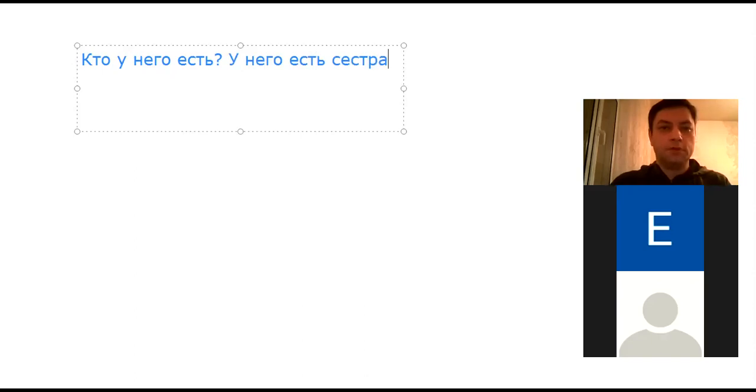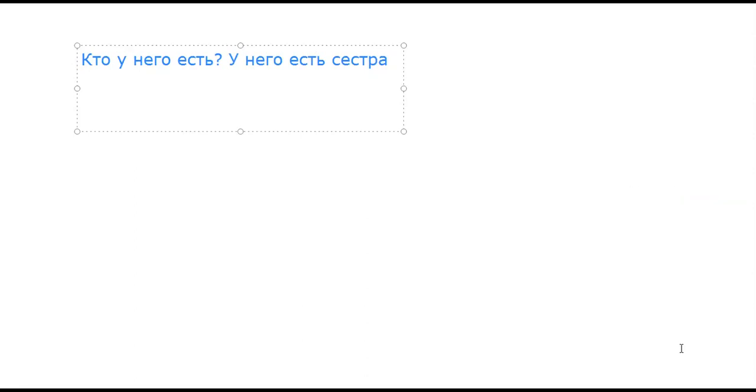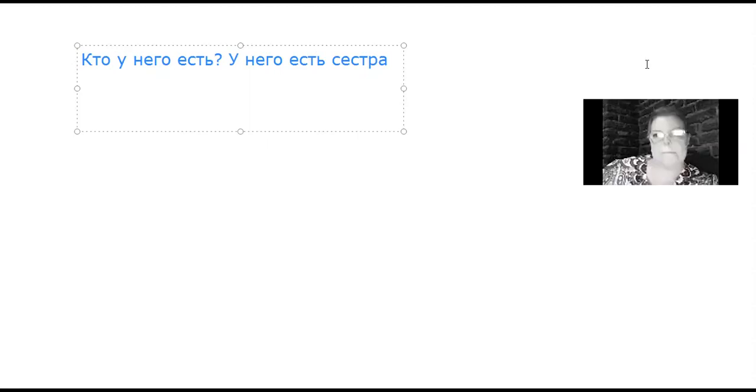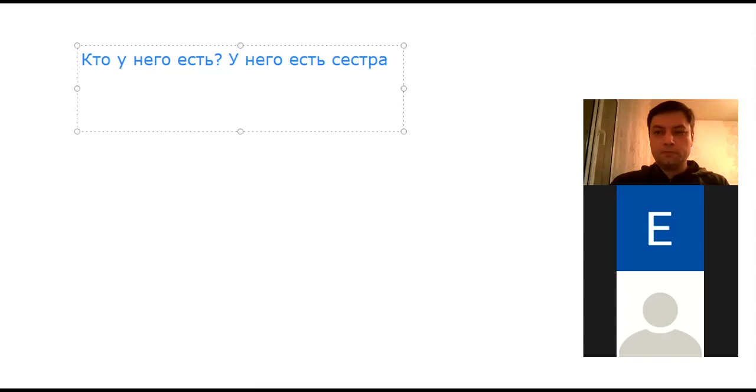I believe it's pretty straightforward. The questions in the Russian language are built in an easier way than in English, I believe. So this is about this sentence.